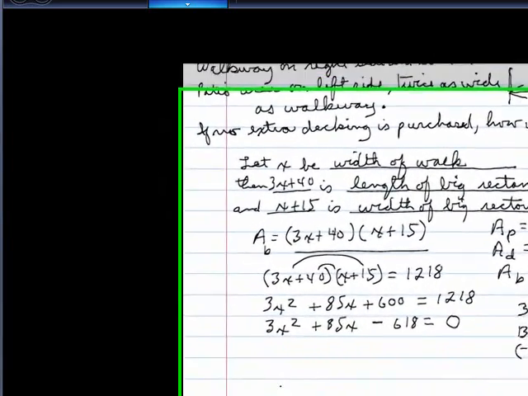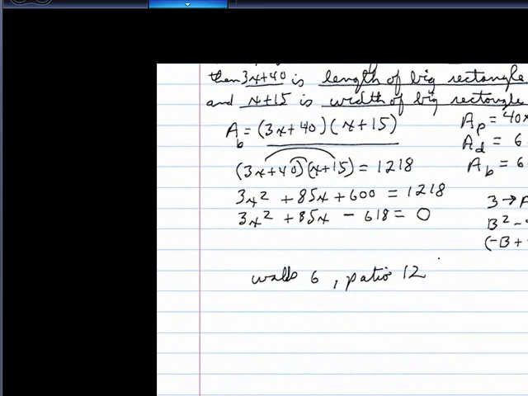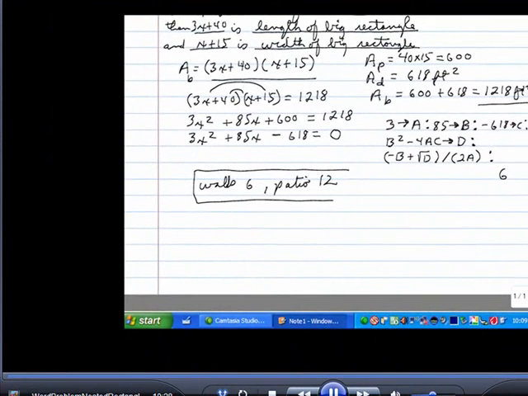So the final answer to the problem is the walkway has width 6 and the patio has width 12. And if the problem's done in meters, that's 6 meters and 12 meters. If the problem is done in feet, that's 6 feet and 12 feet, etc. And that concludes our problem.